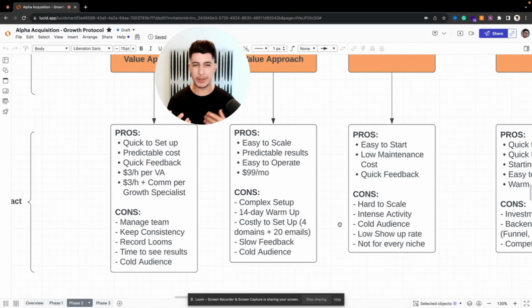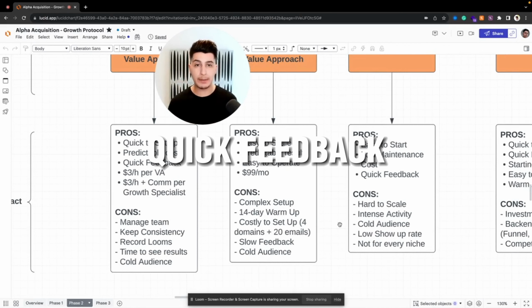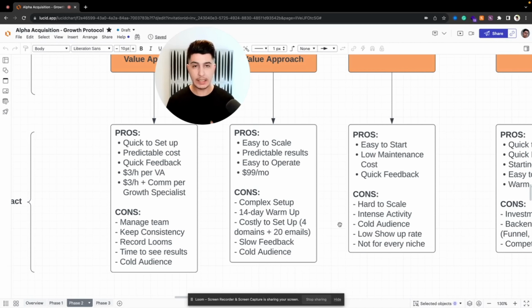So apart from the software, it doesn't cost that much. You will get very, very quick feedback from the market. Why? Because deliverability will not be an issue, especially in most countries. But the cons are that it's very, very hard to scale.